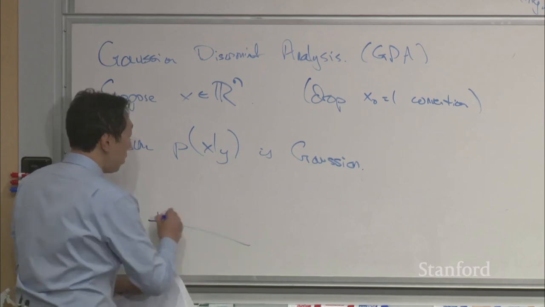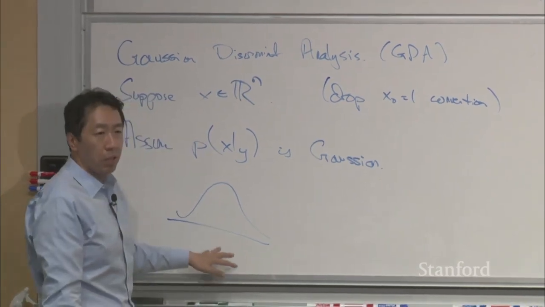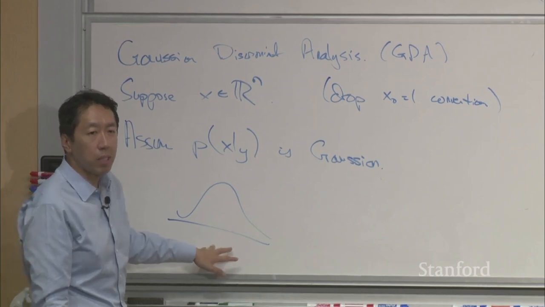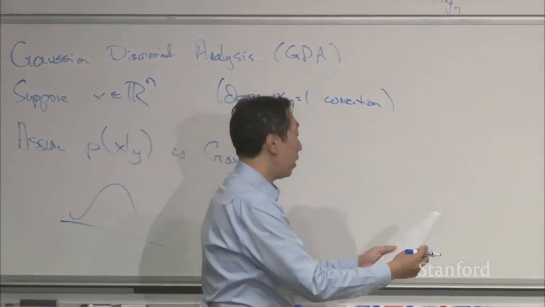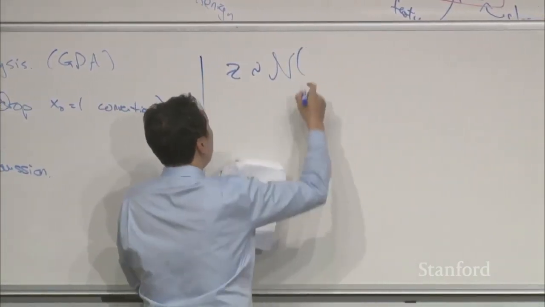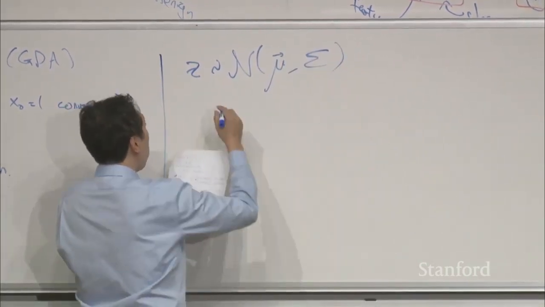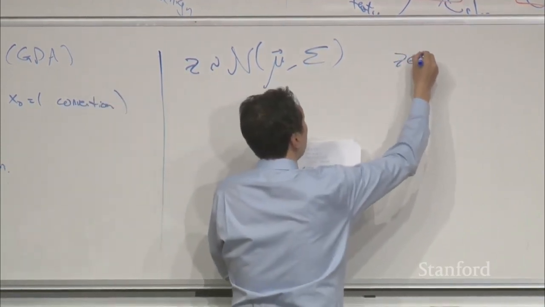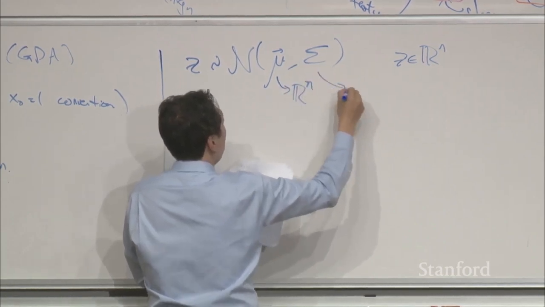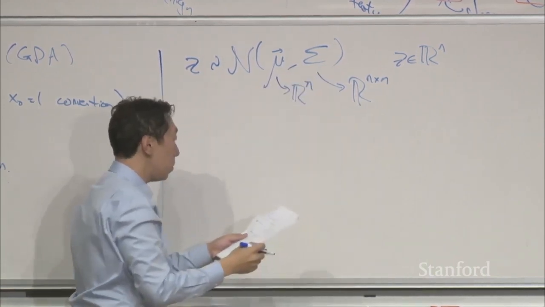So the Gaussian is this familiar bell-shaped curve. A multivariate Gaussian is the generalization of this familiar bell-shaped curve over a one-dimensional random variable to multiple random variables at the same time, to vector-valued random variables rather than a univariate random variable. So if Z is distributed Gaussian with some mean vector mu and some covariance matrix sigma, and Z is in Rn, then mu would be in Rn as well, and sigma, the covariance matrix, would be n by n.